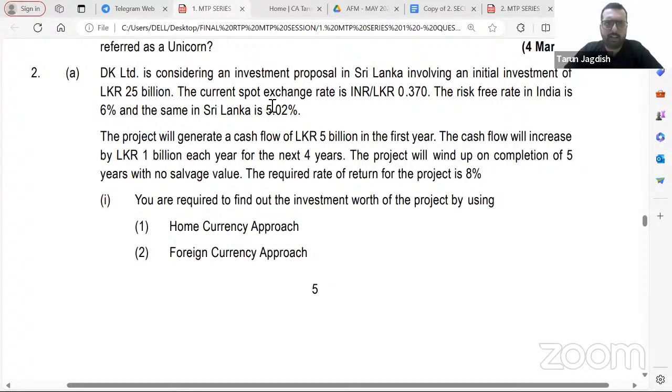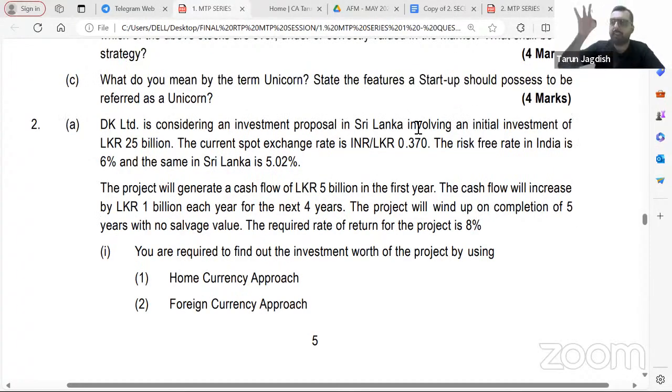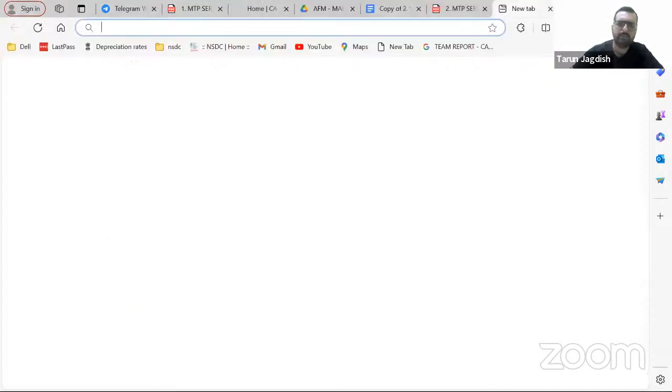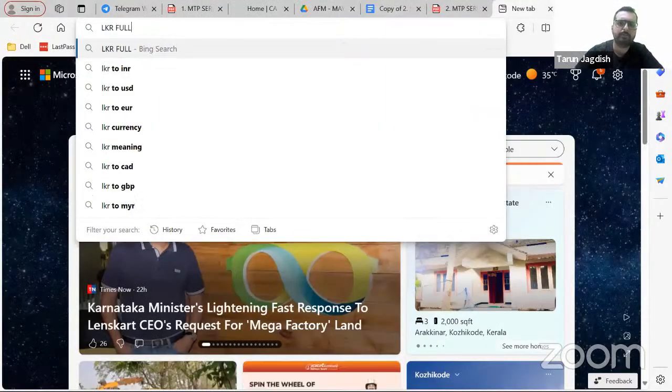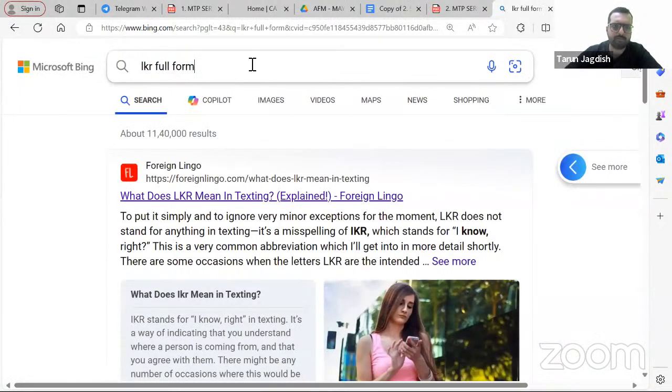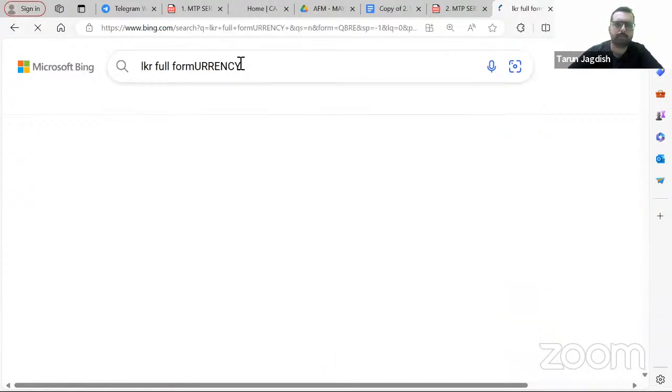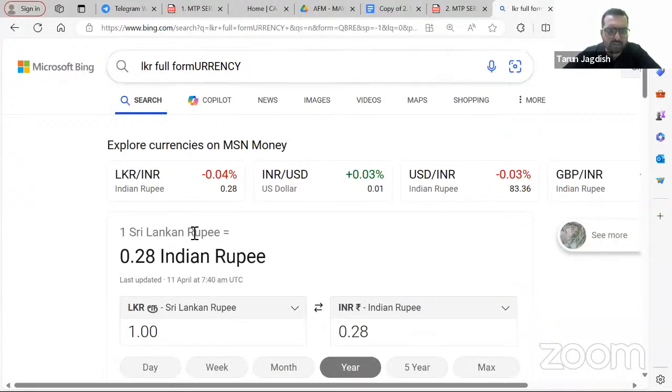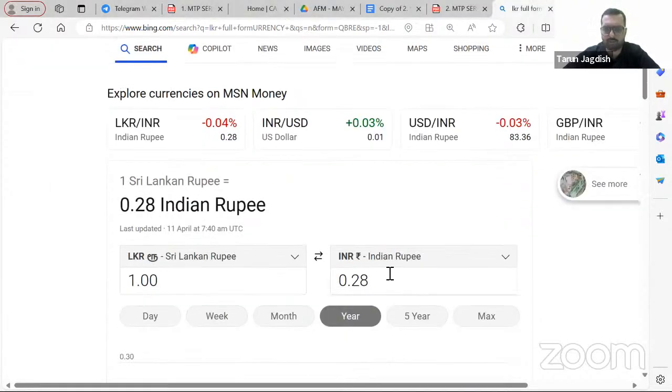All right. DK is considering an investment proposal in Sri Lanka involving an initial investment of LKR. Friends, LKR is, I think, Sri Lankan rupee. Yes, sir. Correct. Just for my satisfaction, yes, it is Sri Lankan rupee. In reality it is 0.28 Indian rupee. So one Sri Lankan rupee is 0.28 Indian. So India is more powerful over here. If this is one, that is 3.58.